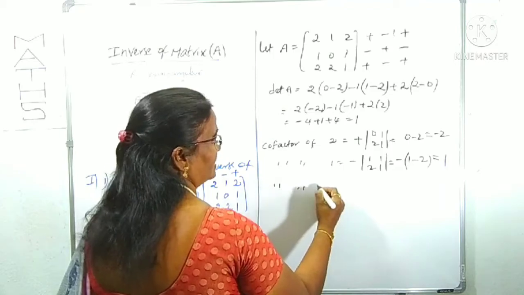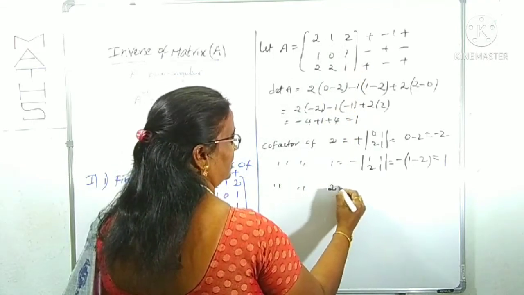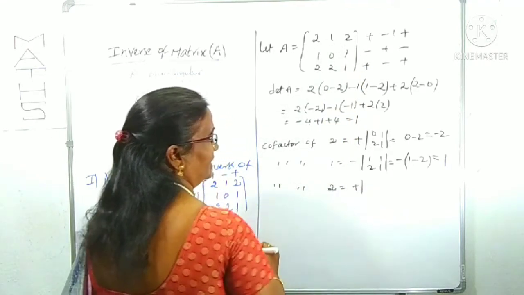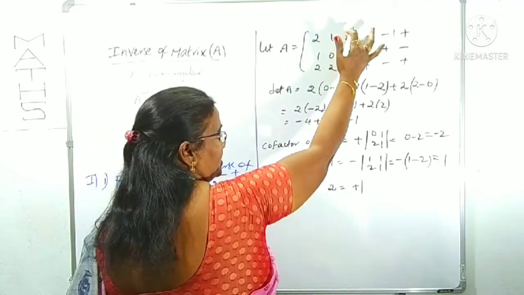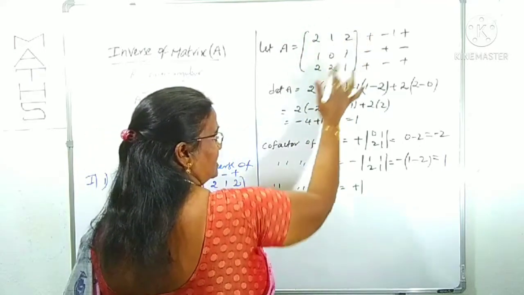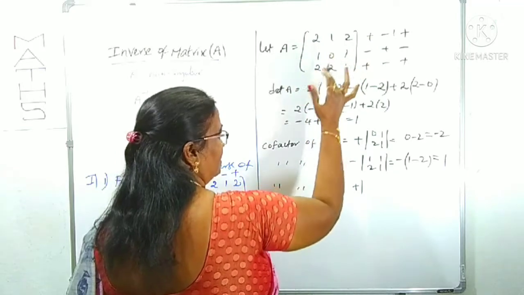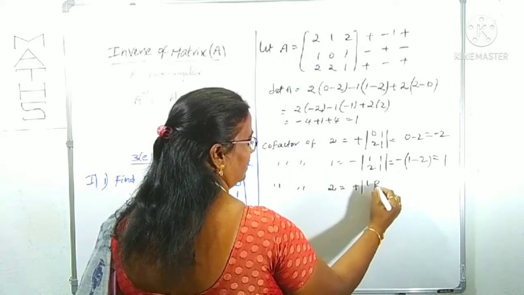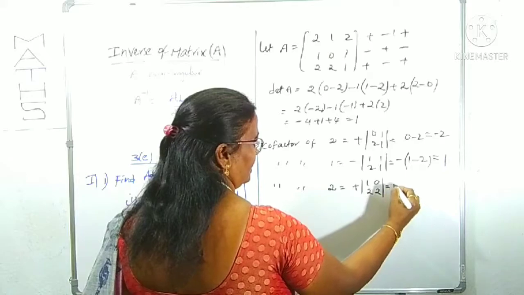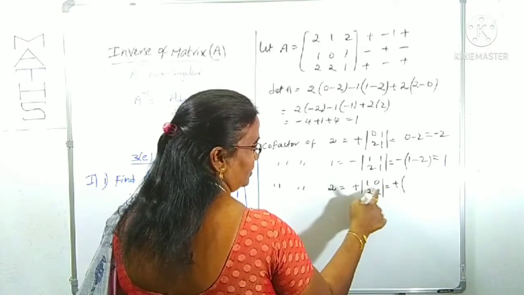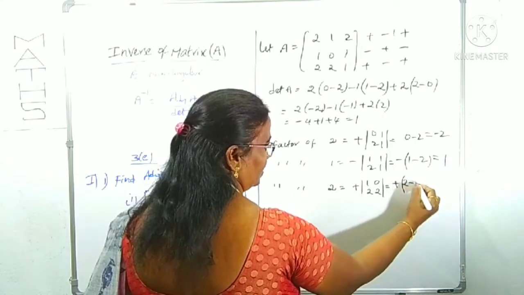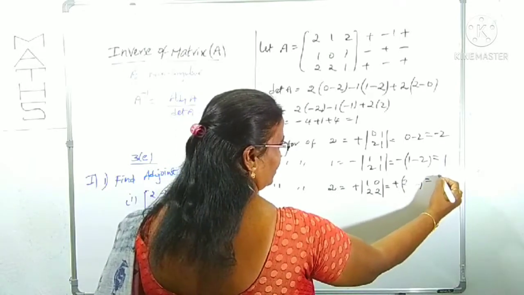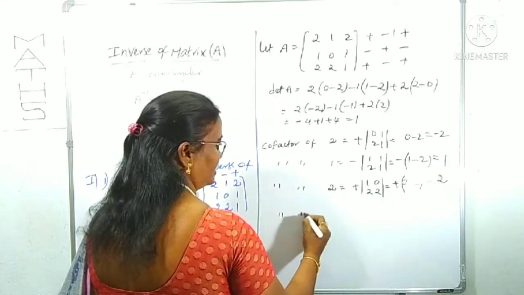Now the cofactor of the next element, 2. That is a plus sign of det. This 2 is available in the first row and the first column. Closing these, what is left over? 1, 0, 2, 2. Its determinant: plus 1 into 2, 2, minus 2 into 0, 0. 2 minus 0 is 2 only. Right? Next, the cofactor of the next element.